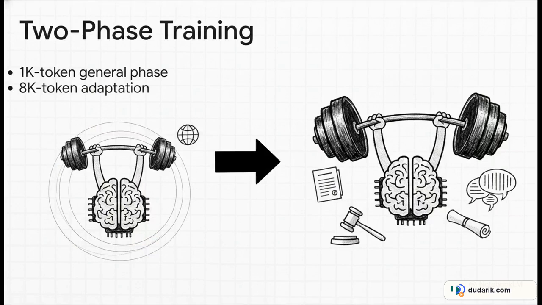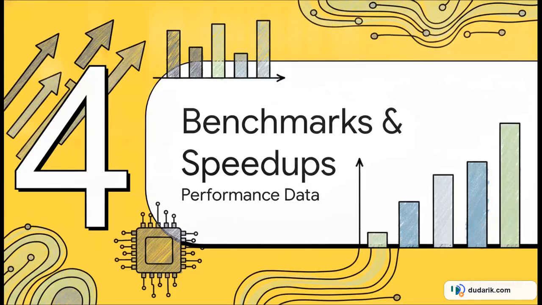Phase 1 was all about general language competence, training on a massive web corpus at a standard 1,024 token context. Then came Phase 2, where they stretched the model's legs out to an 8,192 token context. This second phase was laser-focused on boosting the model's factual, legal, and multilingual chops. All right, let's see how this all pans out in the real world in Section 4, benchmarks and speedups.